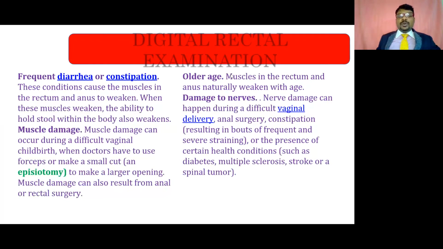The next factor is older age. Older people are prone to damage of the rectum, and with age progression they may get incontinence. Damage to the nerves is another cause, especially during normal vaginal delivery, where the nerves may be stretched, or some surgical procedures may damage the nerves. They may also get constipation, diarrhea, or stool leakage. Some neurological disorders, such as multiple sclerosis, stroke, or spinal tumors, may also cause leakage or diarrhea.